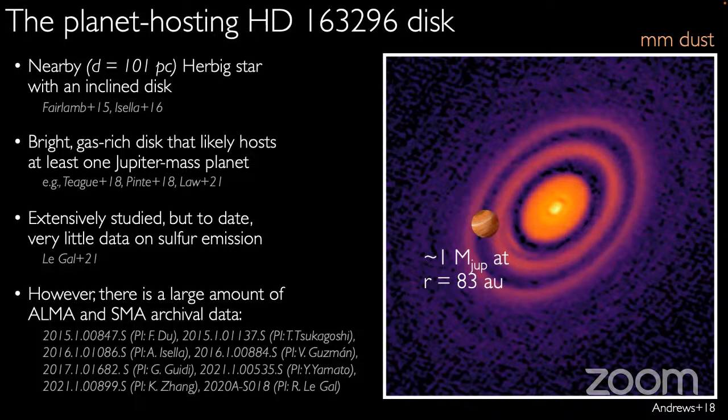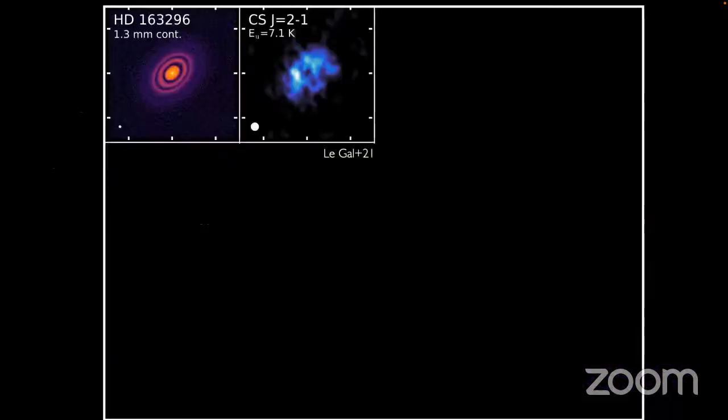And this is a very well-studied disk. It's been observed many, many times with ALMA, and you can see the large amount of archival data here that I've compiled. But it turns out that there are not many observations of sulfur-bearing molecules in this disk to date. And to put that in context, here I will show you a gallery that I will slowly populate. Here is the dust, and here is the one line of one sulfur molecule that we had in 2021. It's just tracing the cool gas. It's a low J line of CS.